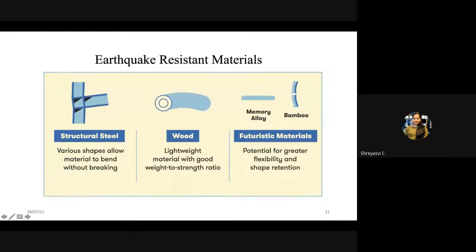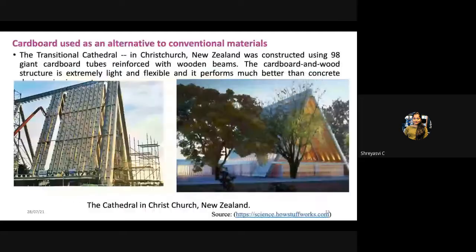Another interesting thing that has found applications in numerous parts of India as well as in other parts of the world is lightweight materials such as wood and bamboo. These materials have a very good weight to strength ratio, and that is why they perform extremely well in the event of an earthquake. And there are some futuristic materials like shape memory alloys, which are also being used. But most of this research is still at the laboratory level, at least in India, and probably in the future days, they could find more applications in real life.